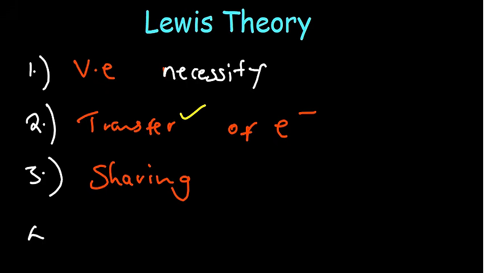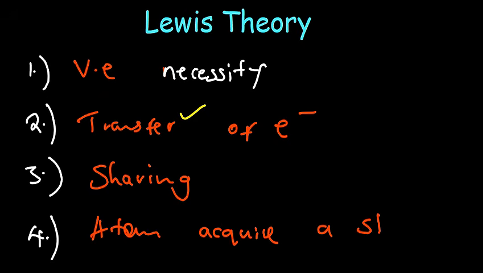Now, number four, Lewis theory tells us electrons are transferred such that each atom acquires a stable electron configuration. So after everything has happened, when electrons are transferred, each atom must acquire what? Must acquire a stable electron configuration. So what's a stable electron configuration?